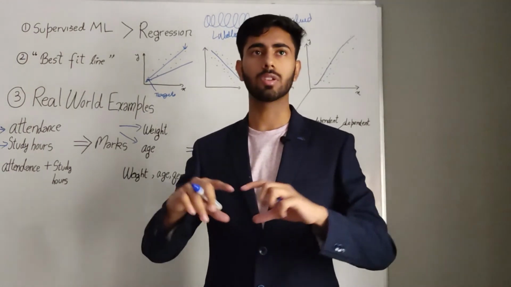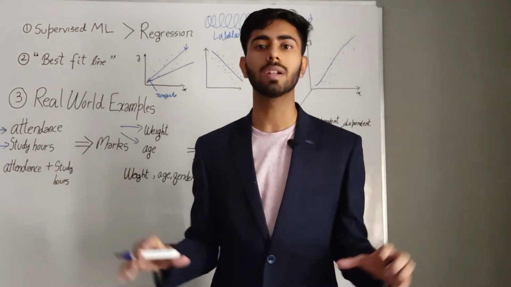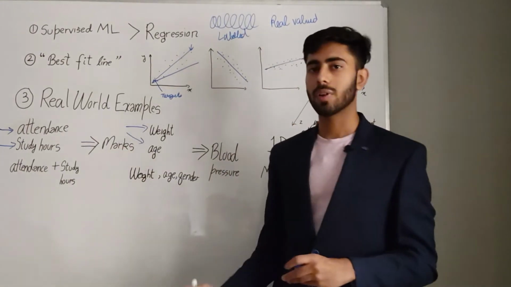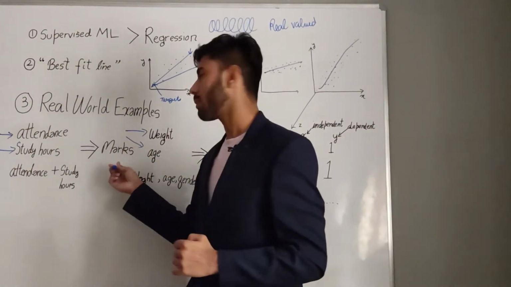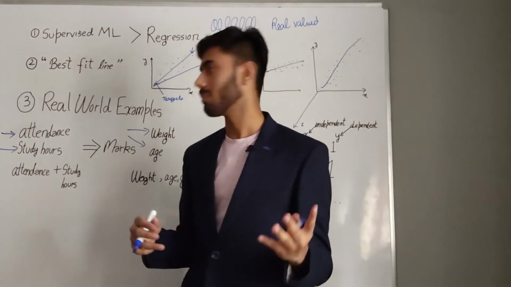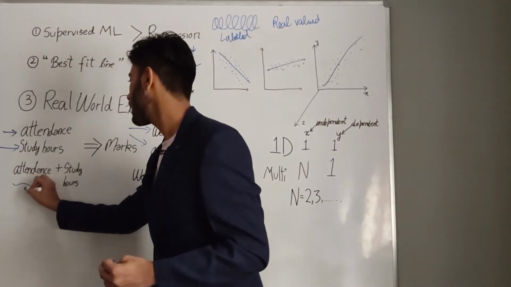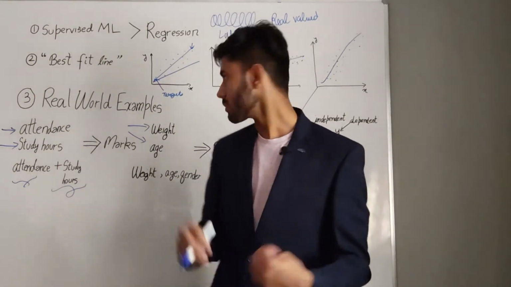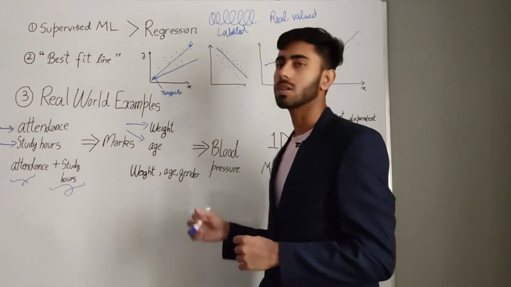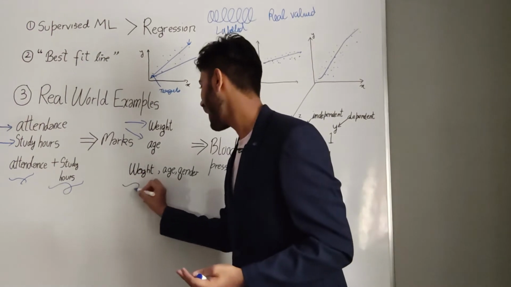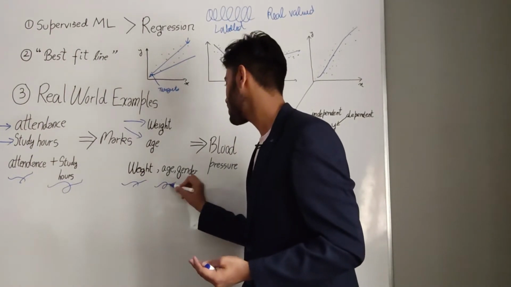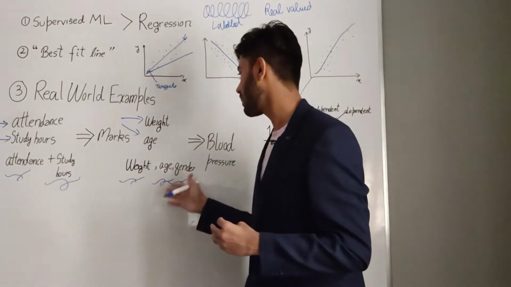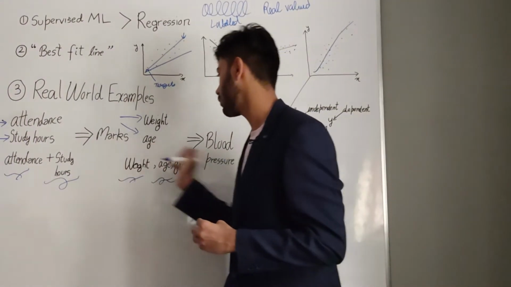Instead, they try to utilize a multiple number of features in order to predict these things. For example, in order to predict marks, one might use attendance as well as number of hours he or she has studied. In case of blood pressure, the doctor might use weight as well as age as well as gender. There can be many more features also, but just for example I have taken only three features.